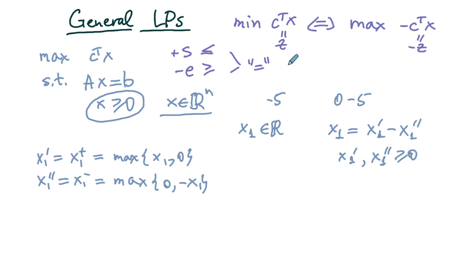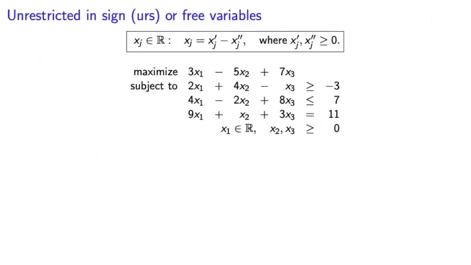This means that now any LP can be put in this form, and we can apply the Simplex method to any linear program. Let's look at an example again of an LP that has all kinds of variables. So we have both unrestricted and signed variables, and we have non-negative variables here. We have x1 as a real variable, and x2 and x3 are non-negative. So how do we convert this LP to the standard form?